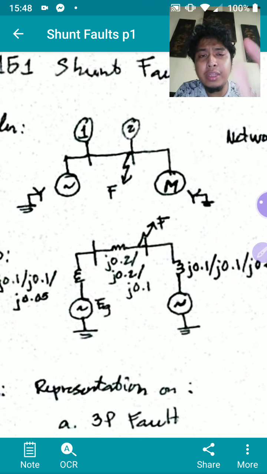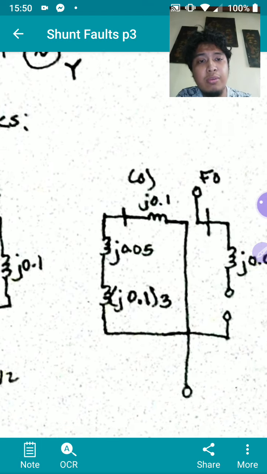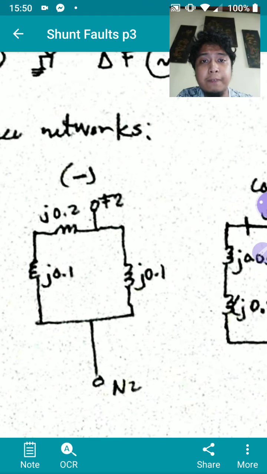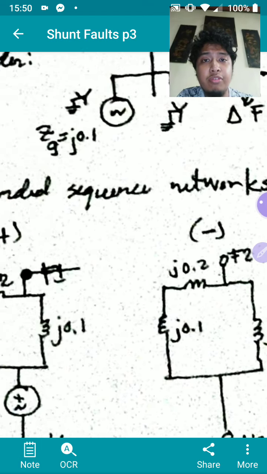So if we look at the expanded sequence networks, you still have the same sequence network for positive sequence. This is still 1 angle 0. I used the impedances of the line for the transformer impedance just to simplify the solution, just for the purpose of comparison. For the negative sequence, it's still the same as before. However, for the zero sequence, you'll notice the effect of the grounding impedance first.